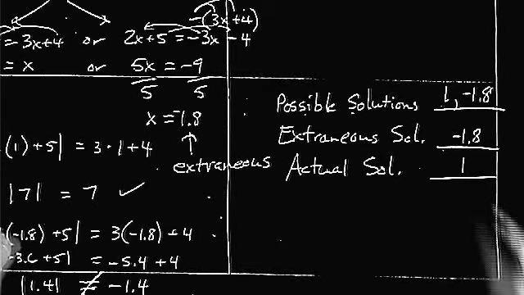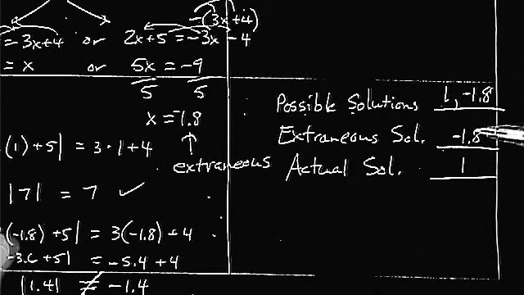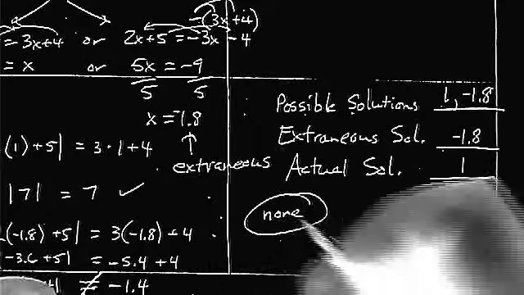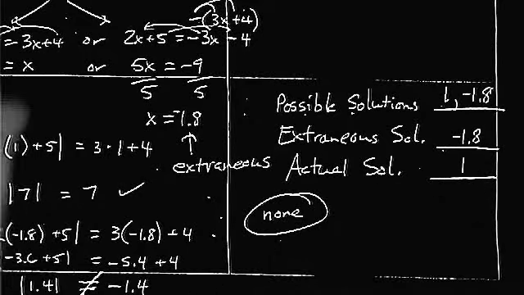Now there are occasions where both solutions are good. You will have no extra solutions or no extraneous solutions, and you will write the word none right there. There are times where both solutions are extraneous. Therefore, there's no actual answer, so you write none on that blank. So there are times where we might have to write this word none. And I'm sure we'll come across some of those examples.